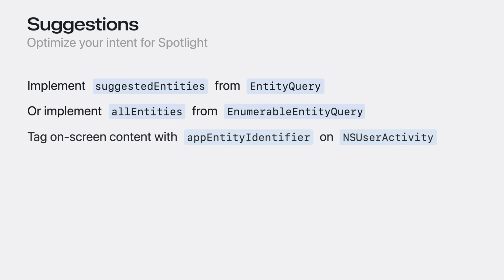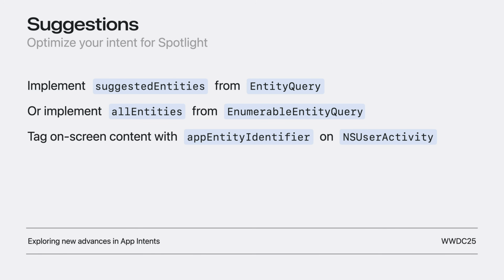You can also tag on-screen content by setting the App Entity Identifier property on NSUserActivity to provide suggestions based on the content or entity that is currently active. For example, the detail view of a specific calendar event. For more details on that API, check out the session Exploring New Advances in App Intents. Lastly, your intent can also adopt the Predictable Intent protocol so Spotlight can surface suggestions based on how that intent is used.